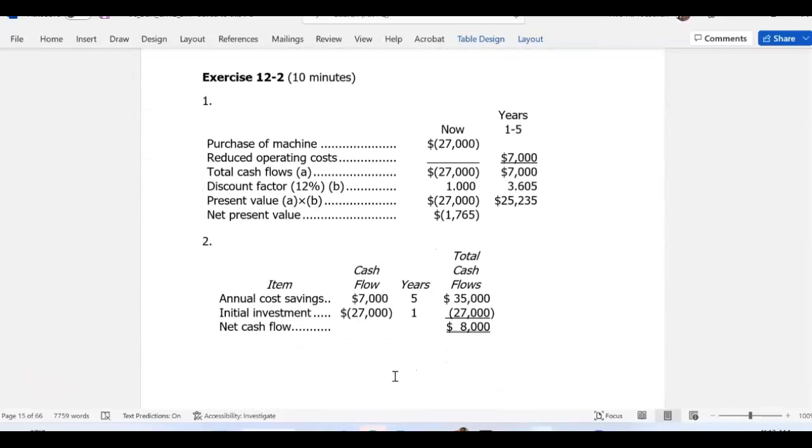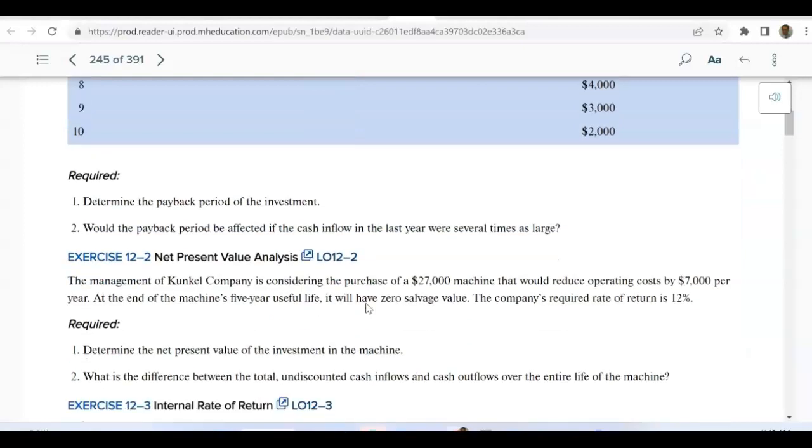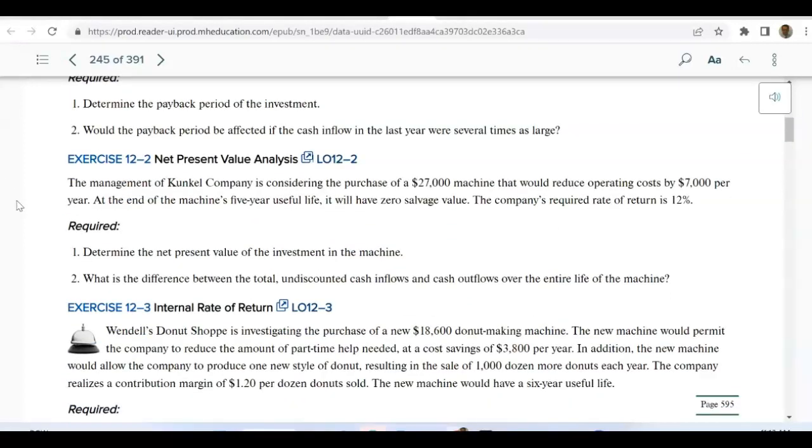Yeah, number two should be good. So let's go read the problem first. Number two says the management is considering the purchase of a $27,000 machine that would reduce operating costs by $7,000 per year. At the end of machine's 5 years useful life, it will have a zero salvage value, so there is nothing coming up from that area as a form of cash flow. The company's required rate of return is 12%.